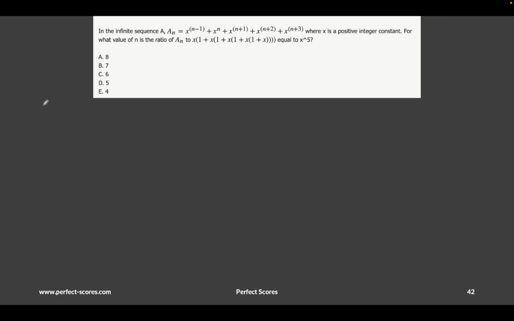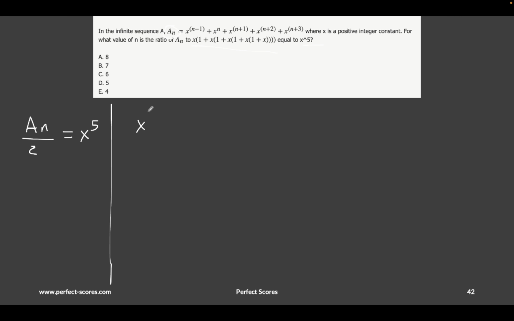So this question says, in the infinite sequence, a_n is given to be this expression here where x is a positive integer. What is the value of n? For what value of n is the ratio of this a_n and this equal to this? So let's just set it up, right? They want basically a_n divided by this expression here to be equal to x to the power 5.